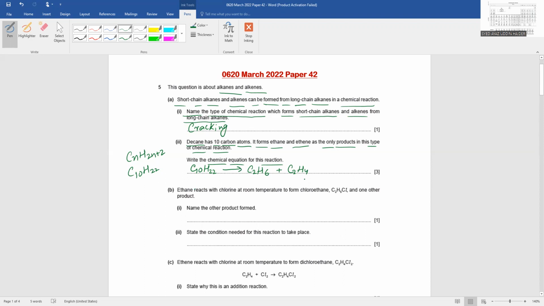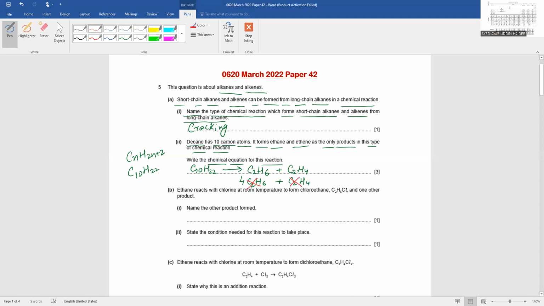So what if I write 4C2H6 plus C2H4? Count the number of carbon atoms: 4 2 is 8, 8 plus 2, 10. What about hydrogen? 24 plus 4 is 28. So it's not possible.